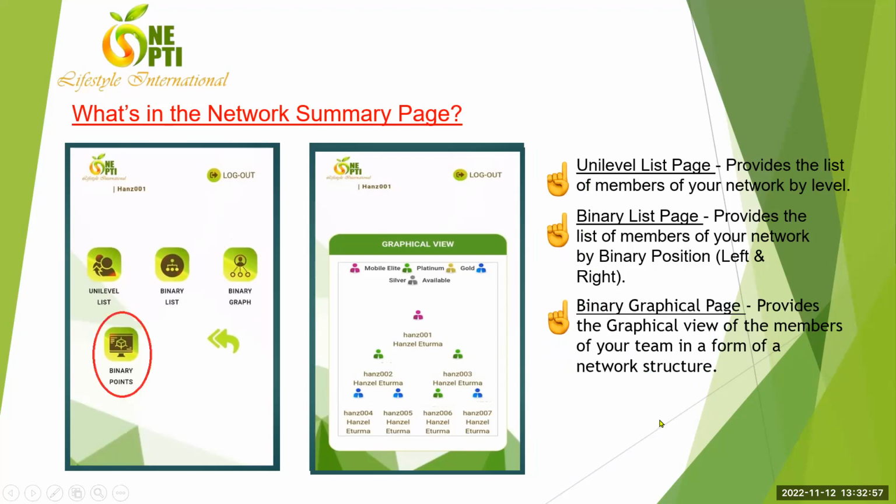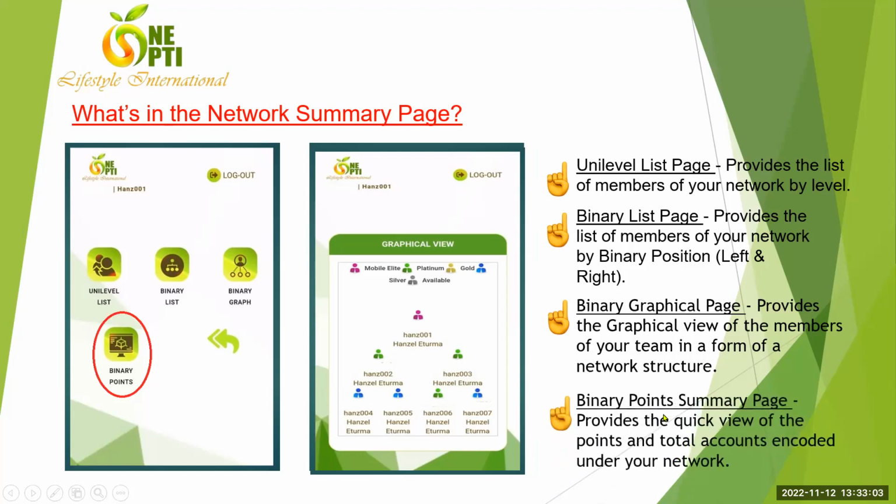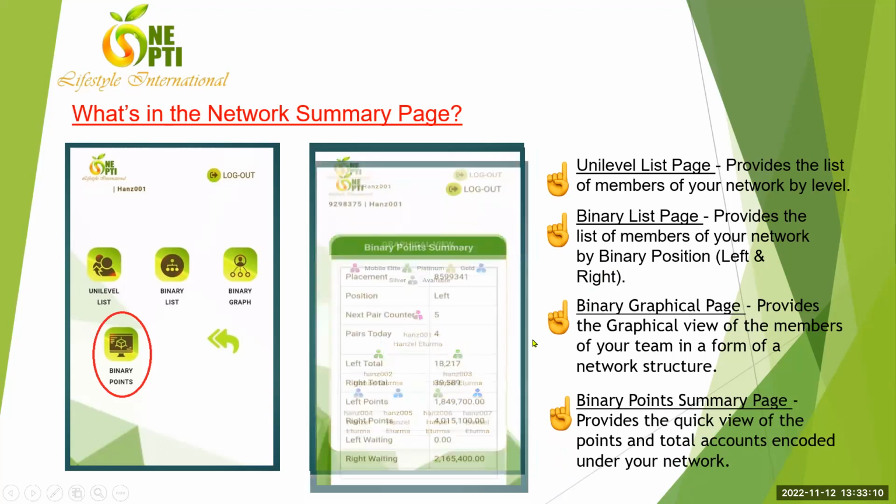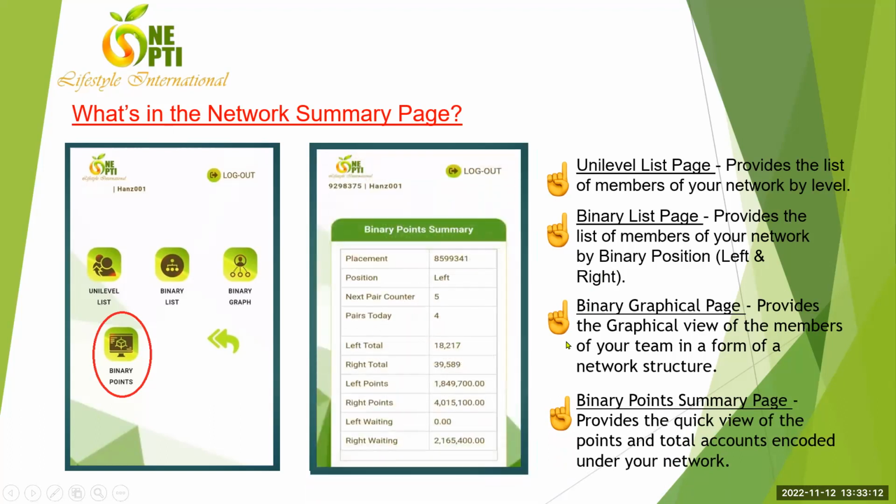Now, for the binary points summary page, this will provide you the view of points and the total accounts encoded under your network. Please be reminded, though, that every time a silver account is encoded, this equates to 100 points being added to your account. Then for gold, that's an equivalent of 200 points. And for platinum, that's an equivalent of 300 points.